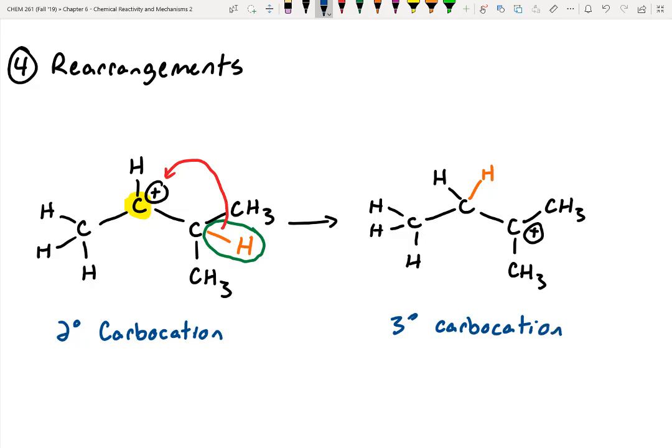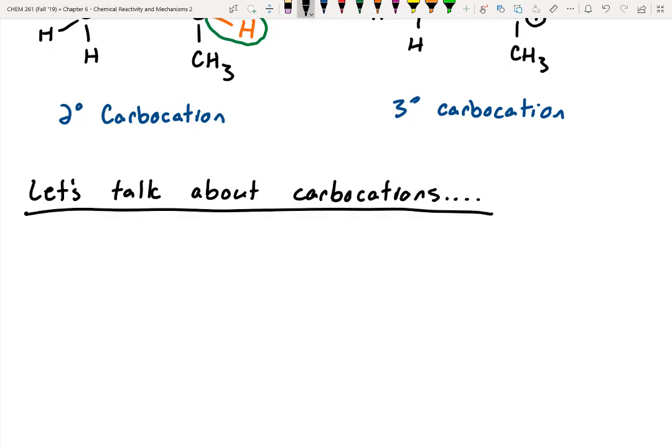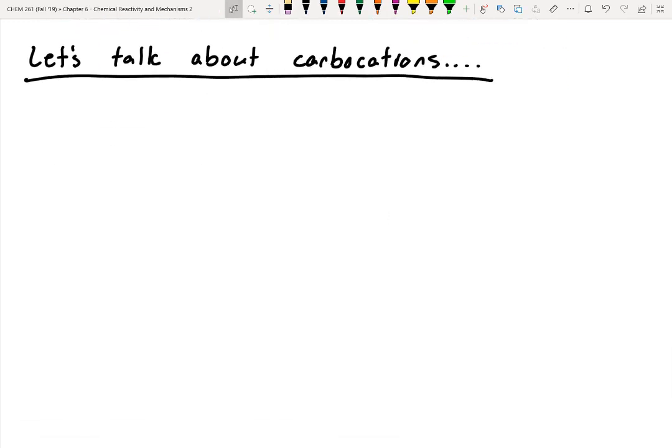This is normally the point where students look at me and they're like, why are atoms just moving around like this? This doesn't make any sense. And that's where we have to kind of pause for right now. We have to understand why. Why would we prefer to go from a secondary carbocation to a tertiary carbocation? So let's take a pause. All right, are carbocations stable? What do you think? No. Okay, so carbocations are unstable.